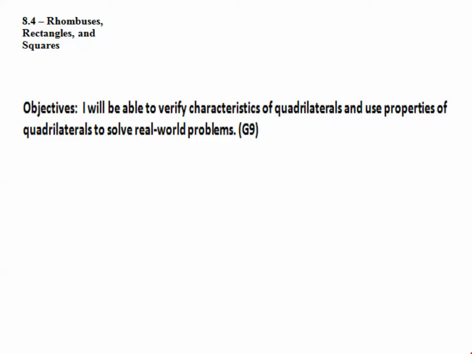In section 8.4, our objective is to be able to verify characteristics of quadrilaterals and use properties of quadrilaterals to solve real-world problems. Now, specifically, we want to verify characteristics of certain types of quadrilaterals. They will be the rhombuses, the rectangles, and the squares.